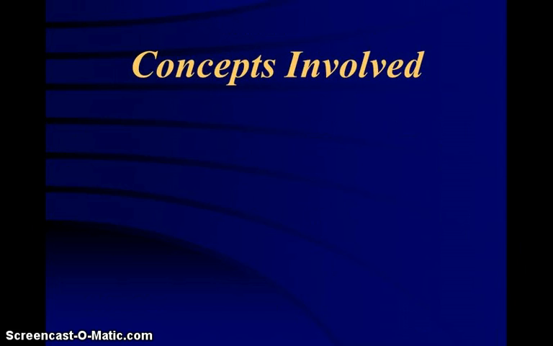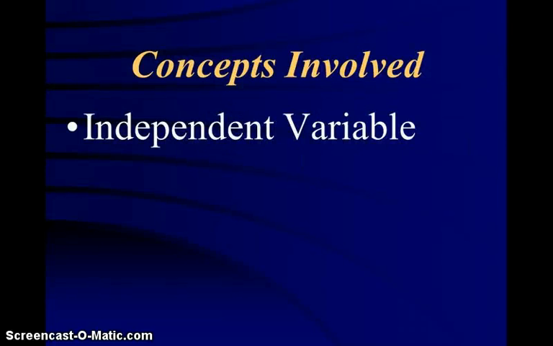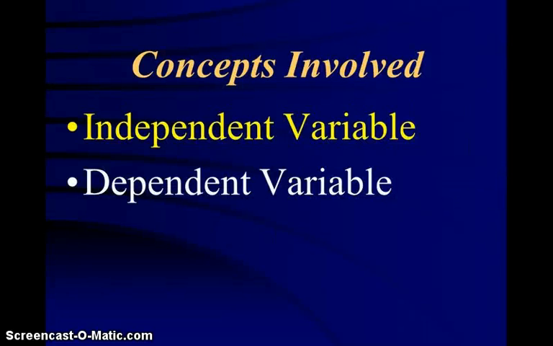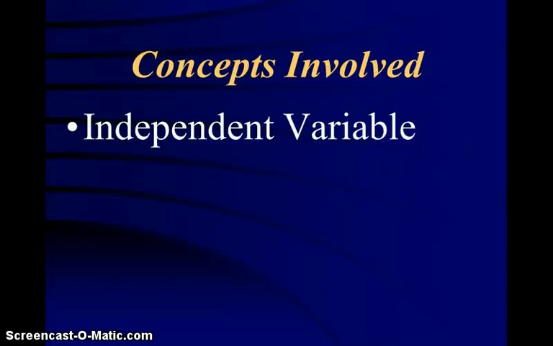Now, I told you that we had to talk about some basic concepts. The first thing, you have to know what a hypothesis is. But then secondly, when you see a hypothesis or you talk about one, when you talk about research, there's always 2 things that we end up talking about. One is called the independent variable. The second is the dependent variable. Those are 2 very important concepts we're going to look at.